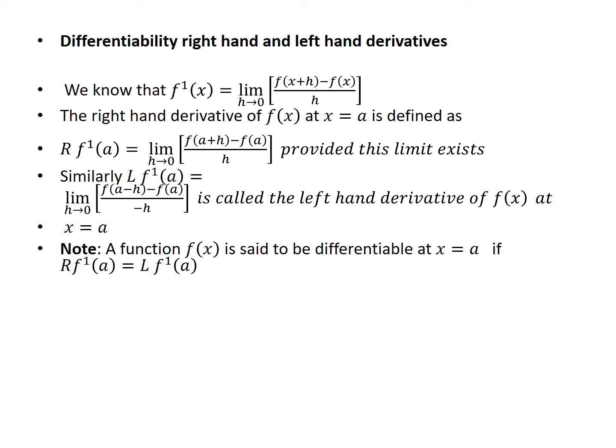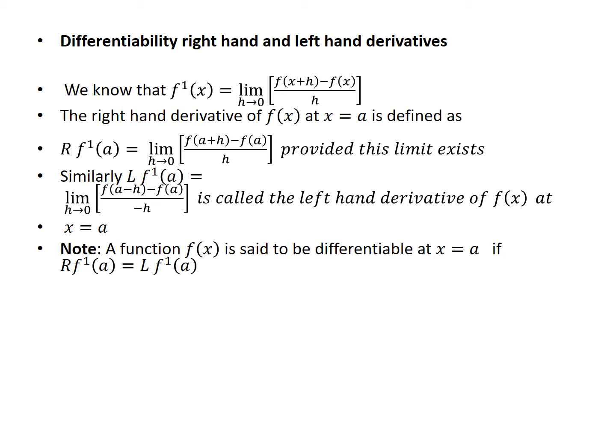So similarly, the left hand derivative is defined as L of f dash of a equal to limit as h tends to 0 of f of a minus h minus f of a divided by minus h, which is called the left hand derivative of f of x at x is equal to a. The difference is that here we have taken a plus h because it is the right hand limit, it goes on increasing, and f of a minus h for the left hand limit. Also h in the denominator for the right hand limit and minus h in the denominator for the left hand limit.